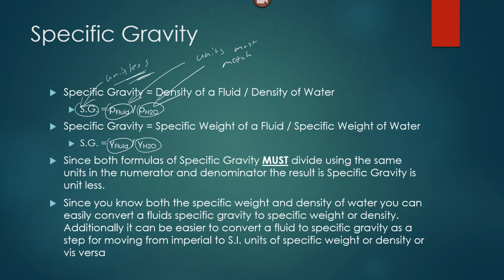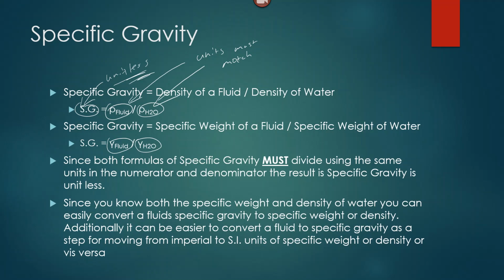So anyway, specific gravity is a lot of times how a fluid is described. You'll look at a fluid, it'll tell you the specific gravity, and then you can find out its density in any unit you would like, or its specific weight in any unit you like, as long as you know the units you like of H2O.